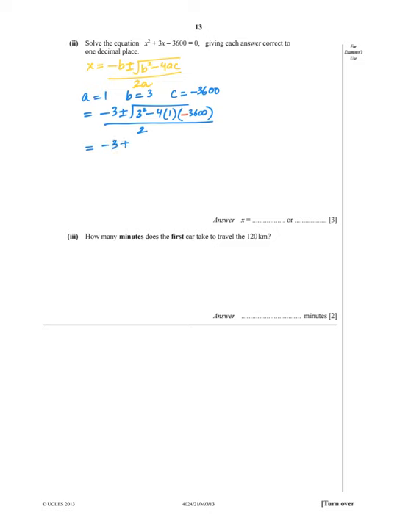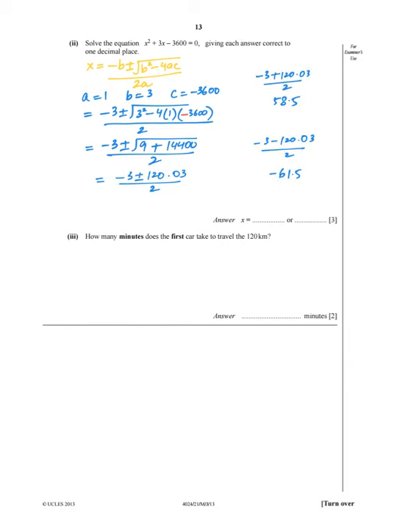So minus 3 plus minus under root 3 square is 9, minus minus plus 3600 times 4, it will be 14400, divided by 2. After that, I have applied the root of the sum of 14400 plus 9. So the root is 120.03. I need to solve it with plus and minus sign individually. So for the positive sign, we have the first value 58.5 and the next value minus 61.5. These are the answers for part 2.